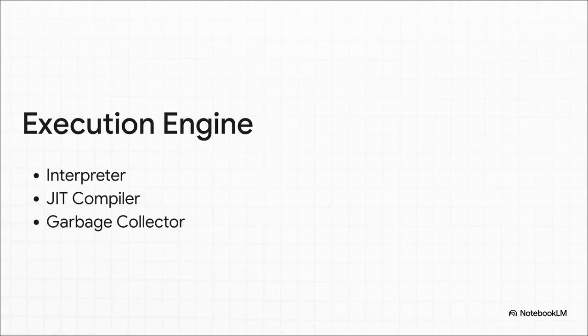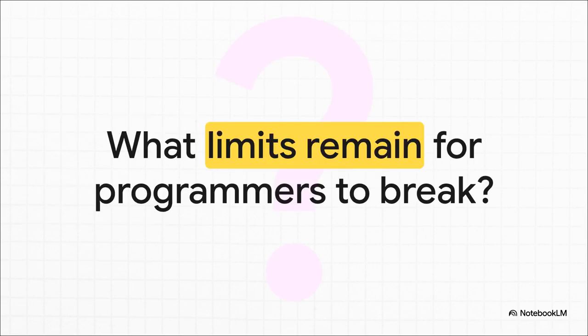Finally, the execution engine steps in to actually run the code. It uses an interpreter to read the bytecode and a just-in-time compiler, or JIT, to speed up repeated sequences. But the feature you should really care about here is the garbage collector. By automatically scanning the heap memory, finding objects that aren't being used anymore, and just deleting them, the garbage collector completely saves developers from the absolute nightmare of manual memory leaks. It's a total lifesaver.